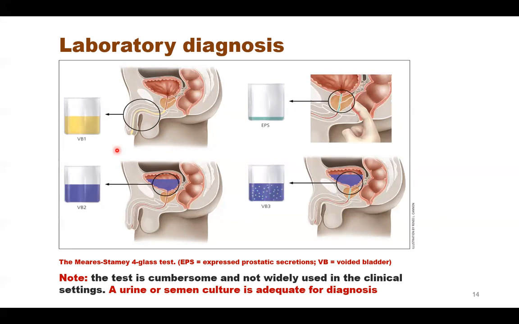Now you understand why this is cumbersome. So you give the patient the tubes, collect the initial 10 mils, continue micturating 200 mils. How is the patient going to measure 200 mils? Then collect VB2, 10 mils again. So it's a little bit cumbersome, okay? So the patient collects VB2, which represents whatever is present in the bladder.